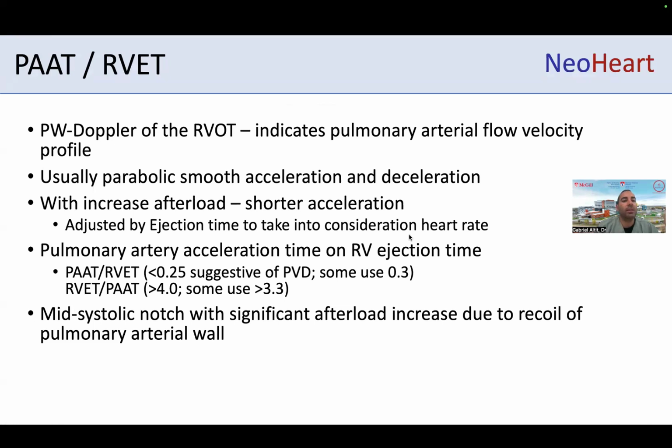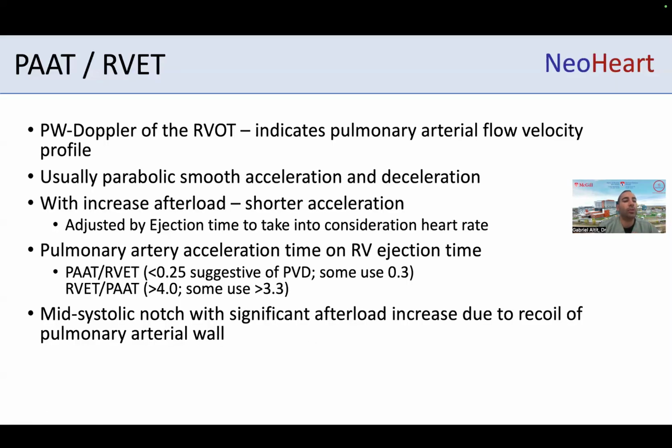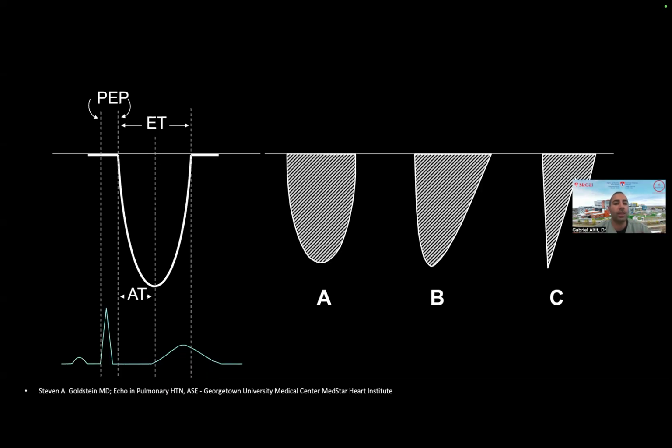So yeah, we spoke. If it's parabolic, so you get a smooth acceleration and a smooth deceleration, it's typically that there's no high afterload to the patient. And once you start having increasing afterload, or your RVOT is facing a higher obstacle, that could be a very large PDA, for example, that's shunting left to right and flooding the pulmonary artery, the shape of this Doppler may be more stiff, to the point that you can even get something called a mid-systolic notch. Sometimes they call it a flying W sign, but it's not true. It's not a flying W sign. Flying W sign is something on M mode. It's really a mid-systolic notch, and it looks like this.